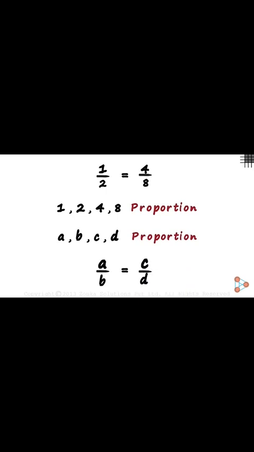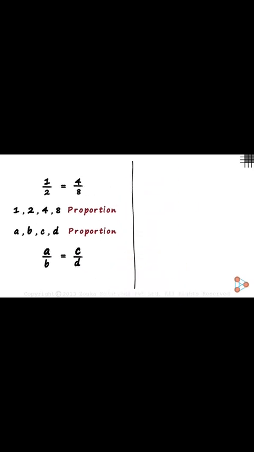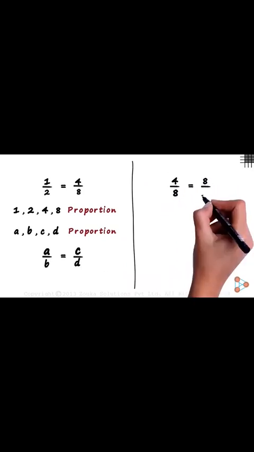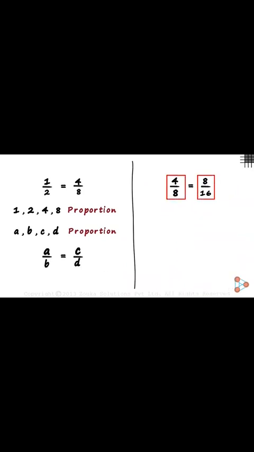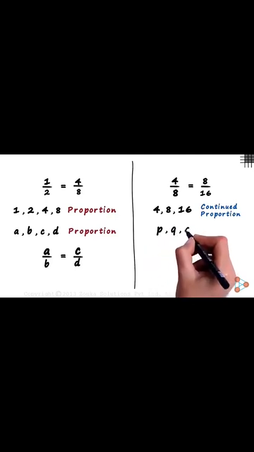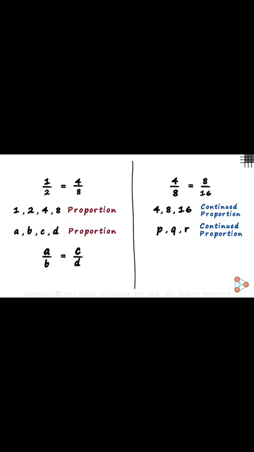We had also seen another type of proportion. 4 by 8 is equal to 8 by 16. Both ratios equal half. Do we say that 4, 8, 8 and 16 are in proportion? We say that 4, 8 and 16 are in continued proportion. When P, Q and R are in continued proportion, we can say that P by Q is equal to Q by R.